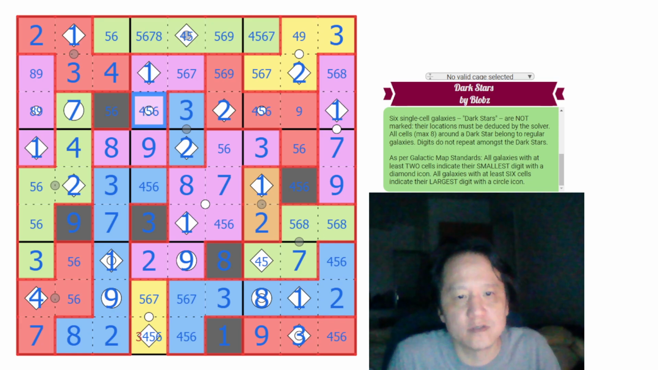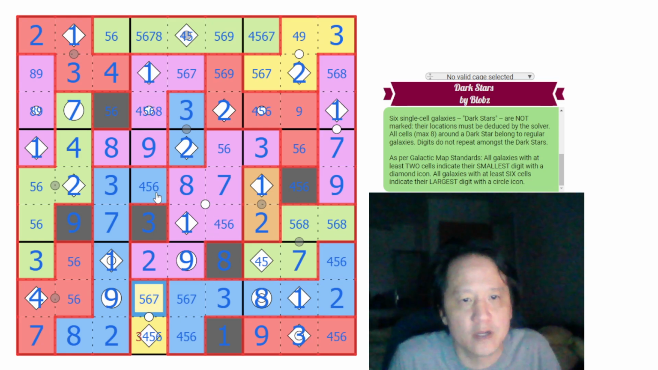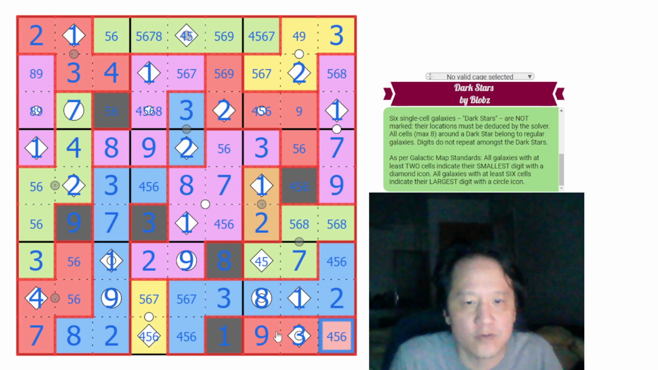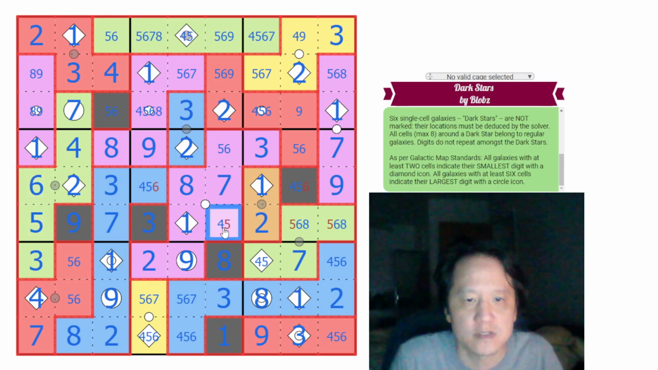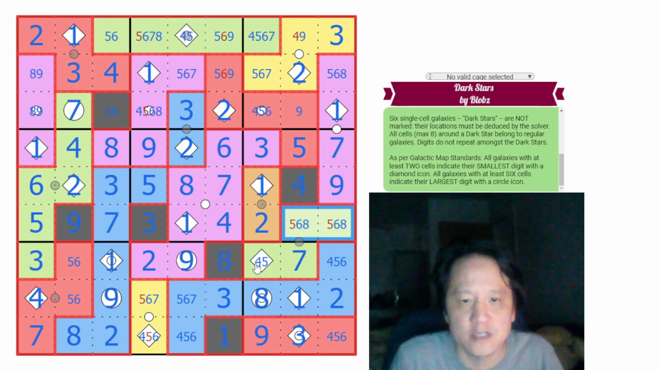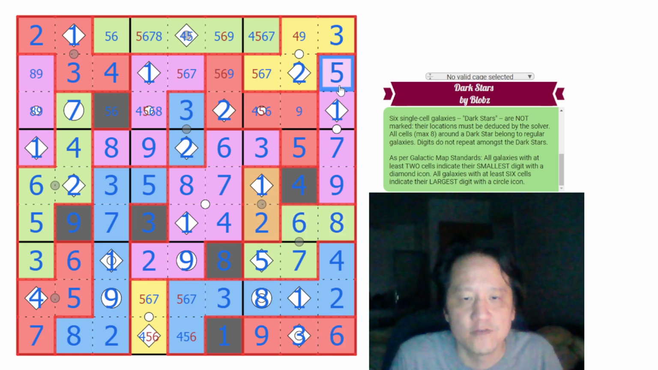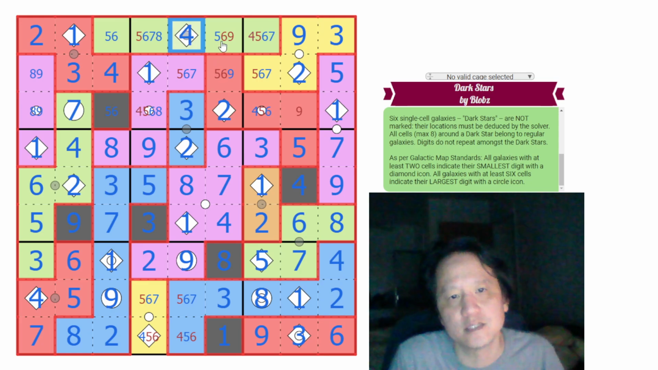This is 4, 5, 6, 7, 8, 9, no 7 or 9. This can't be 3. We have 4, 5, 6 repeated across these cells. So the 6 has to be here, which means this can't be 6. This is 5, this is 6, this is 4. This is 6, 8, so this has to be 5. This is 4, this is 6, this is 8, 6, 5, 9. So that forces that to be 4, 5, 6, 5.